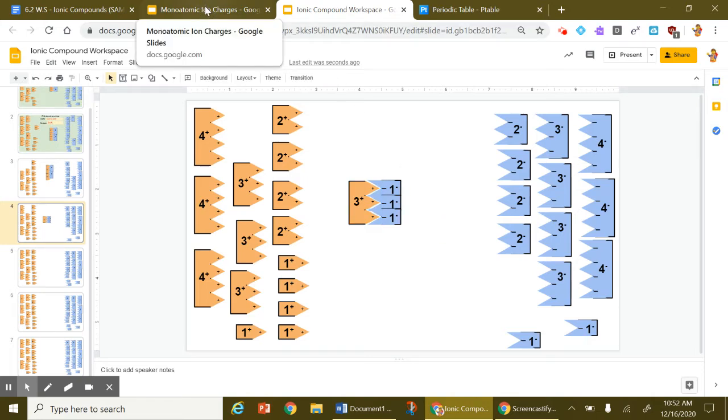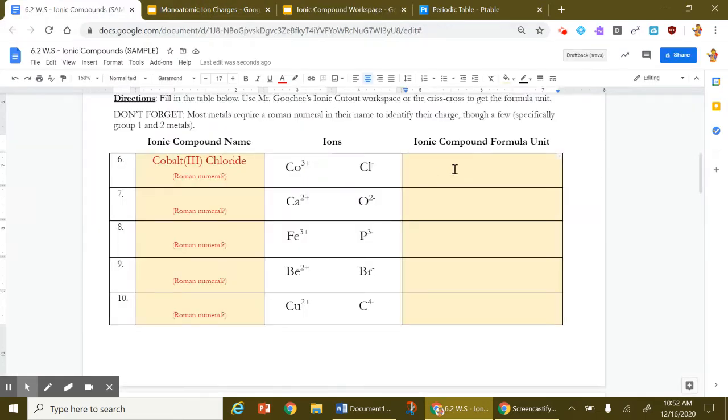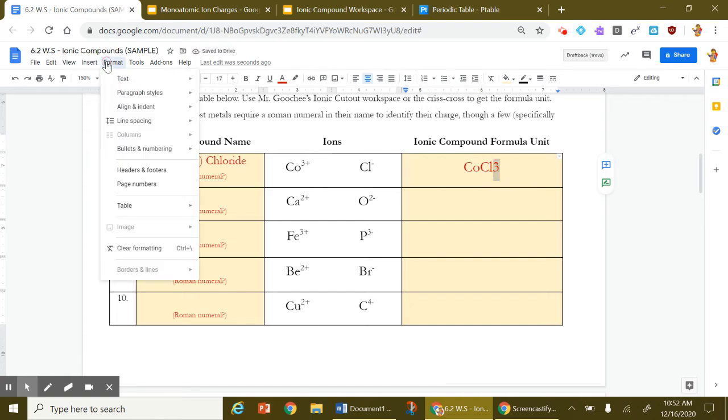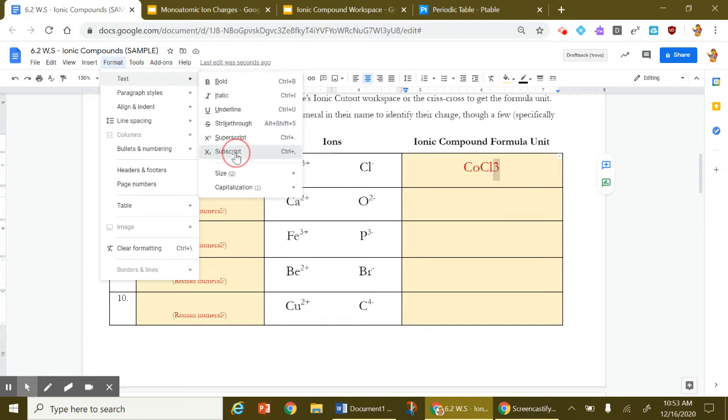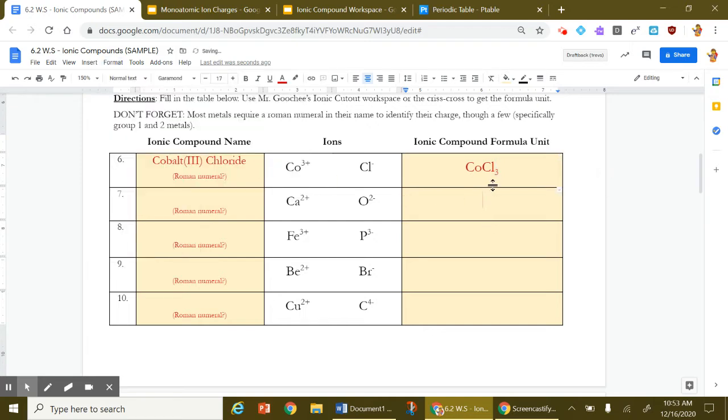Okay, so the formula for this thing is going to be CoCl3. All right, I got to make this a little subscript though. Okay, that little 3 there has to be made into a subscript. So format text subscript. Okay, this is it. This is the formula for cobalt(III) chloride. Remember, this is cobalt(III) because the cobalt has a plus 3 charge. Most common mistake, people think, oh, cobalt 3, that means there's 3 cobalts in this. No, that Roman numeral, remember, is the charge.